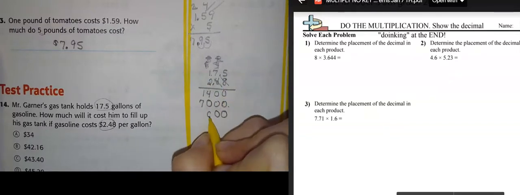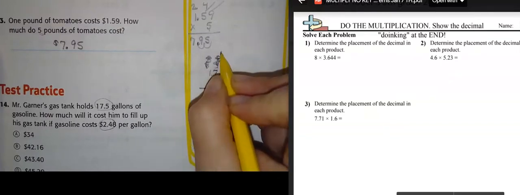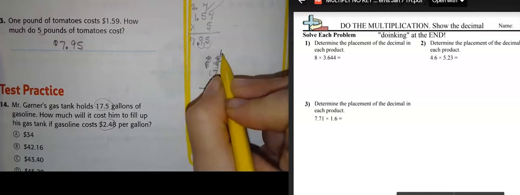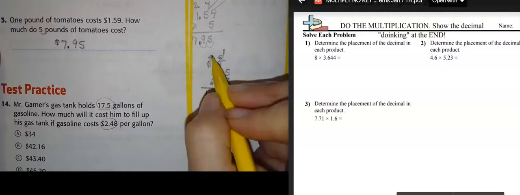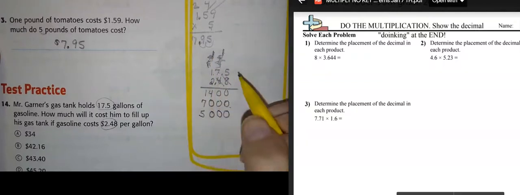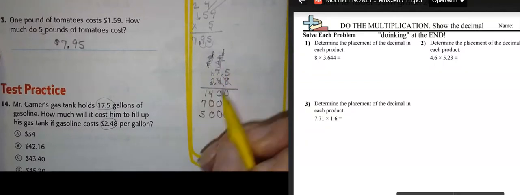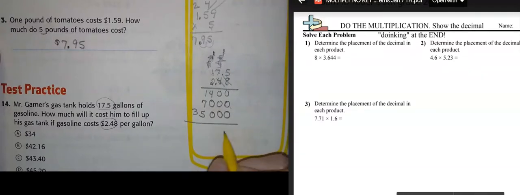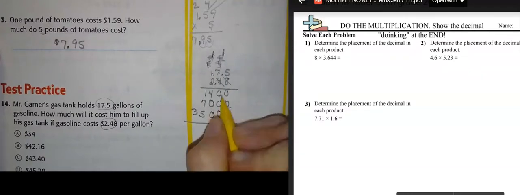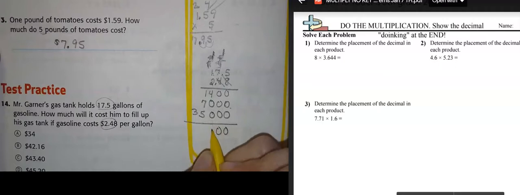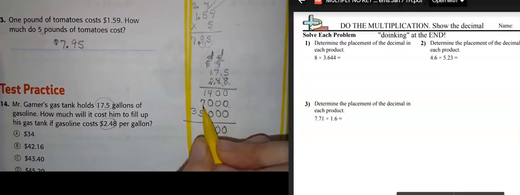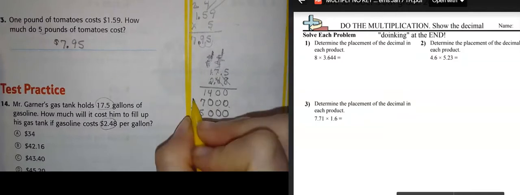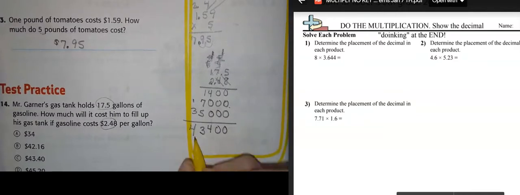Now 2 times 5 is 0, carry the 1. 2 times 7 is 14, plus the 1 that got carried is 15. 2 times 1 is 2, plus 1 is 3. When I add all of these up, you see how important it is to keep nice straight lines. 1 plus 7 is 8, plus 5 is 13, and 4.